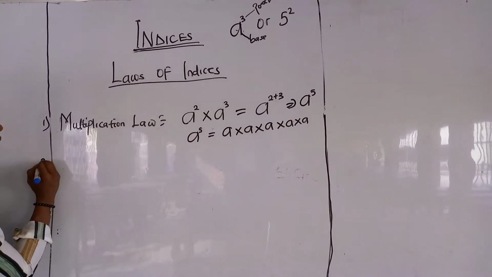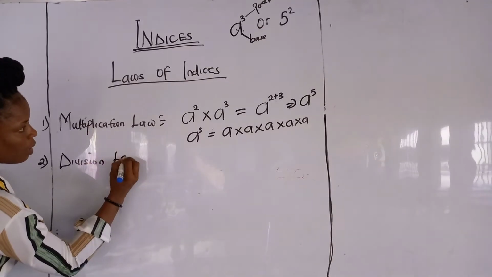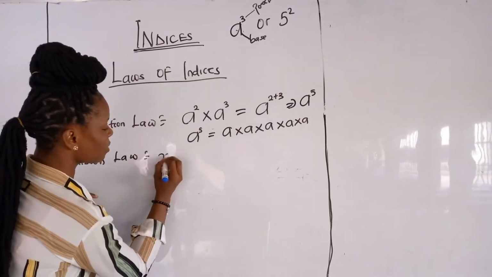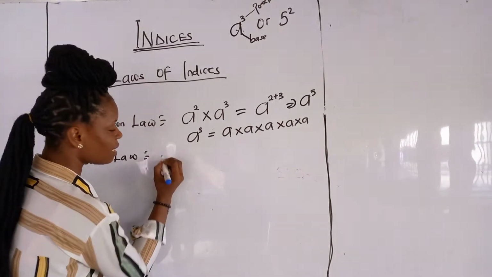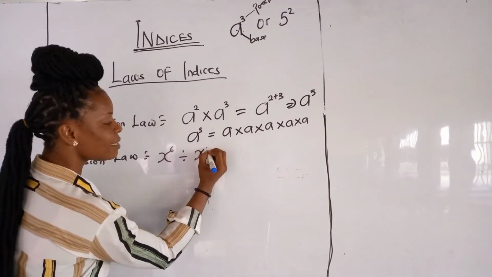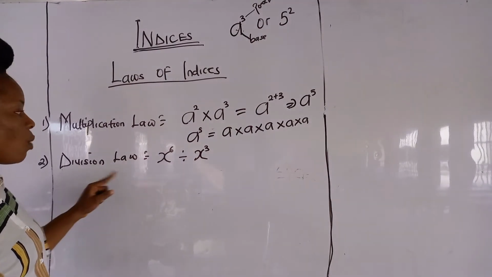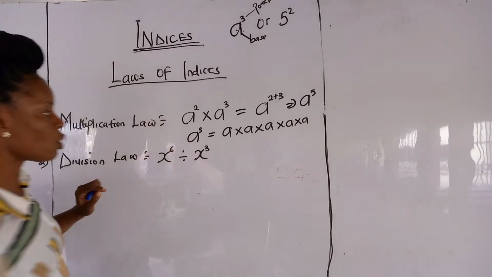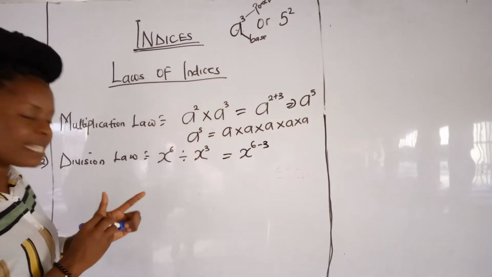But we have another law, the division law. What does this law state? If you have the bases like x to the power of 6 divided by x to the power of 3, whether the powers are the same or not, look at this. This is under the division law. The bases are the same, but the sign in between is division. So what do you do to the power? You subtract the power. Please, this is very simple.